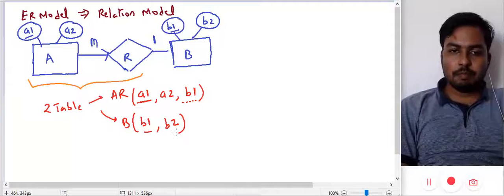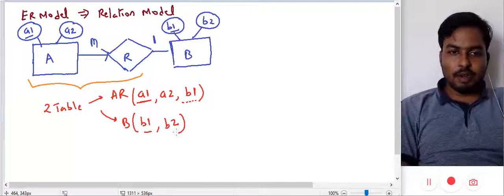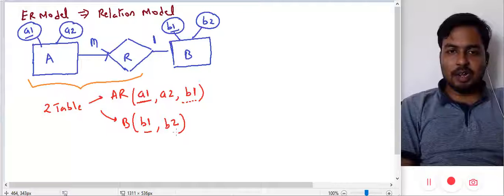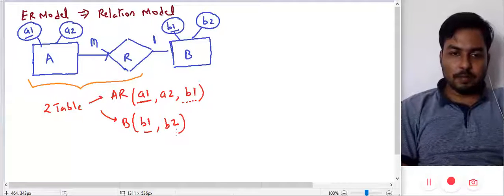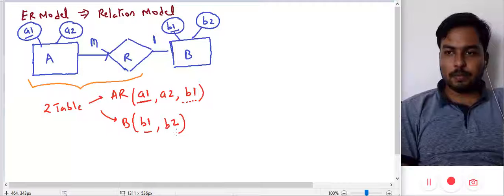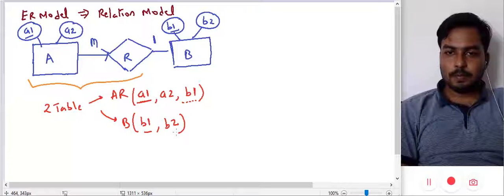We'll take an example of this in the further classes when we study, and then we'll get clarity. But for now, understand, whenever you are given a relation which has the cardinality of M is to 1, the relation will go with the entity A. Write it down.